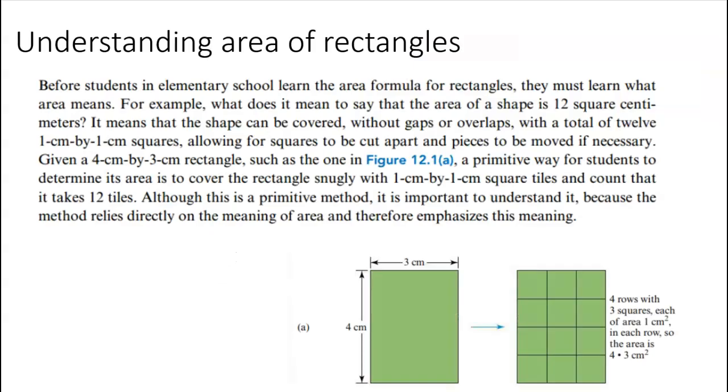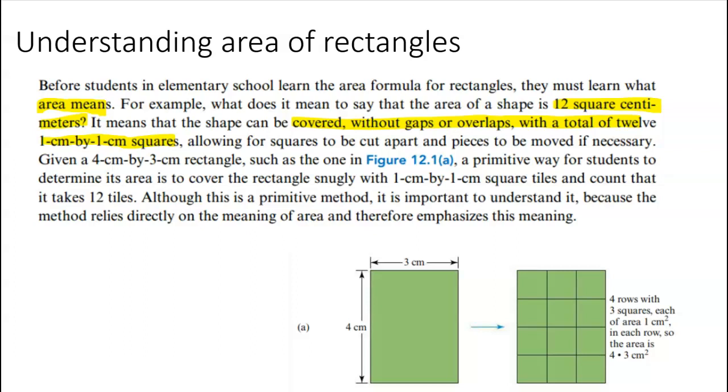So now let's understand the area of rectangles. Before they learn the formula, they have to learn what area means. For example, what does it mean to say that an area of a shape is 12 square centimeters? Well, it means that the shape can be covered without gaps or overlaps with a total of 12 1 centimeter by 1 centimeter squares. Now, this allows for the squares to be cut apart and moved around if necessary.